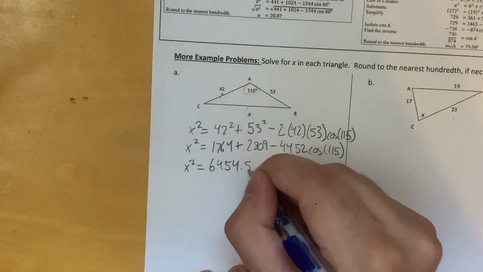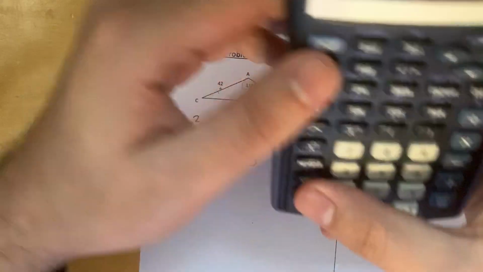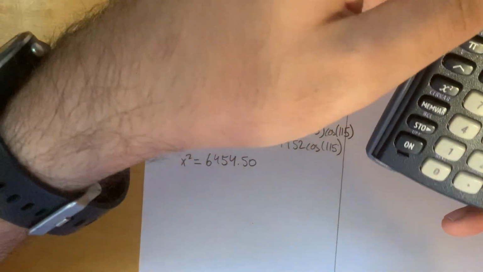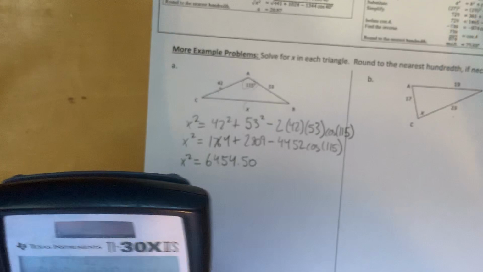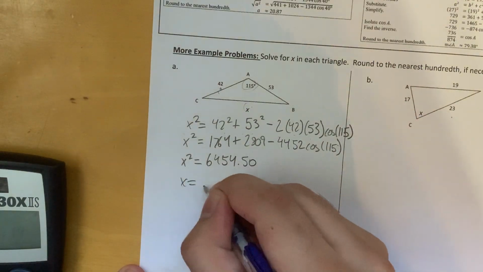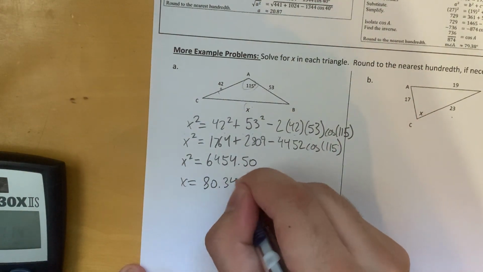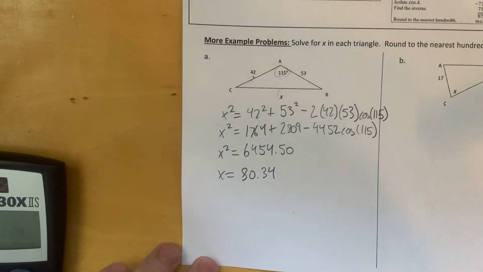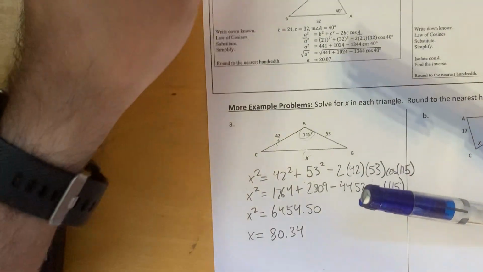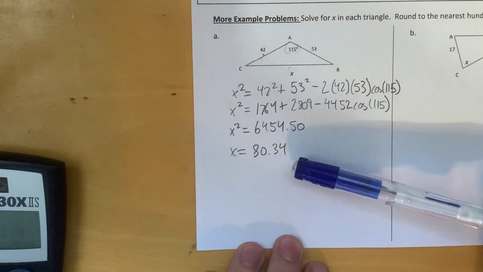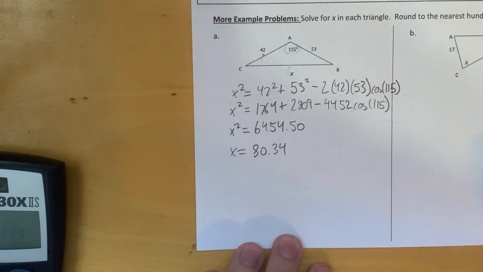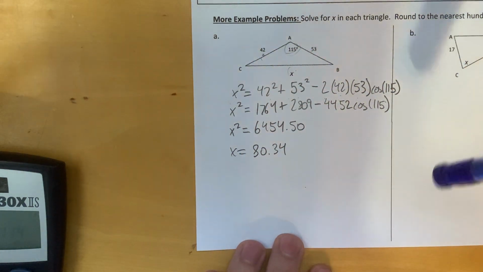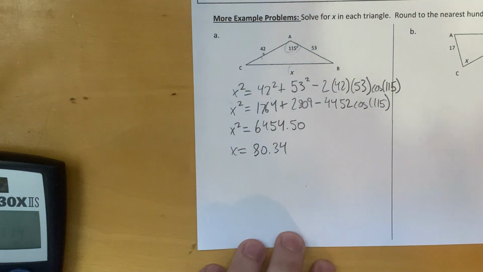And then I got 0.50. Plug it in, take the square root of that. X equals 80.34. Now, some of you guys might be asking, why isn't it plus or minus 80.34? Because I can't have a negative distance. So there's no reason for me to put the negative answer of this. It makes no sense. I've never seen a side of a triangle that's negative something.